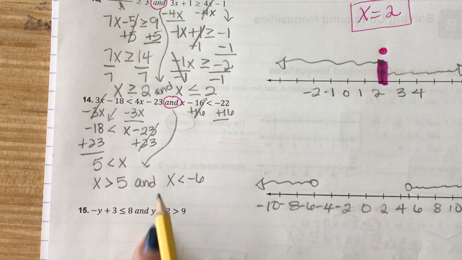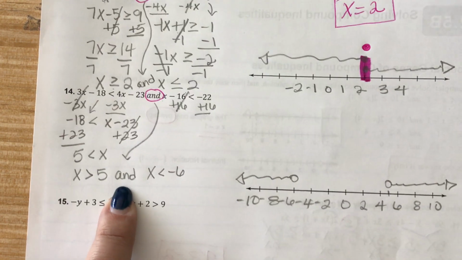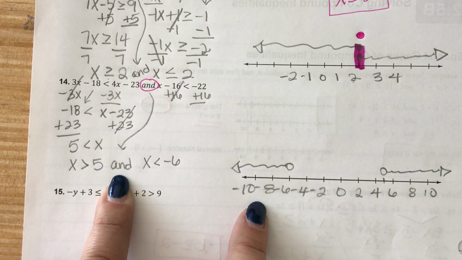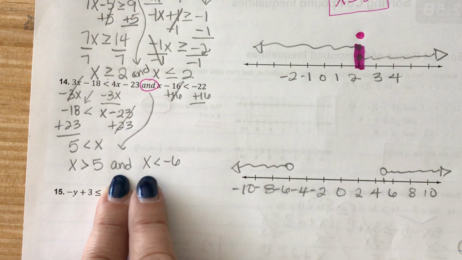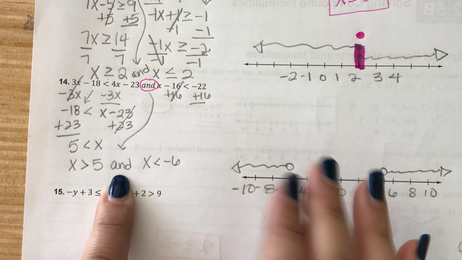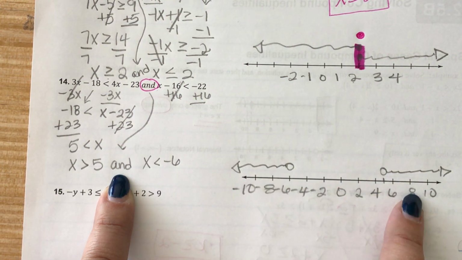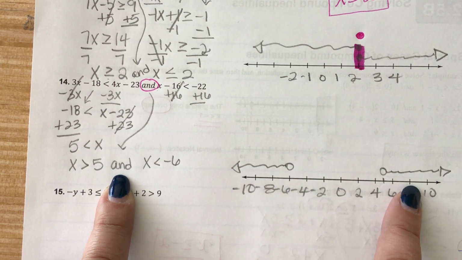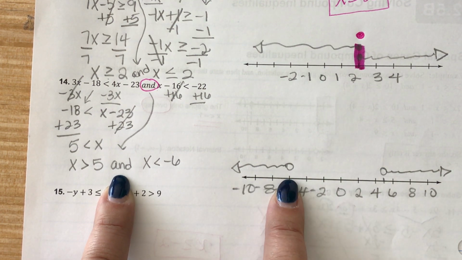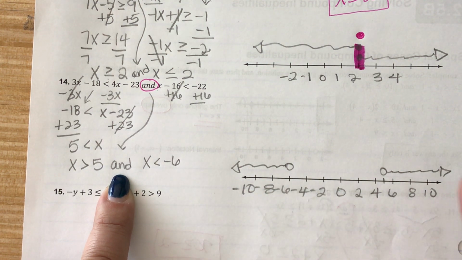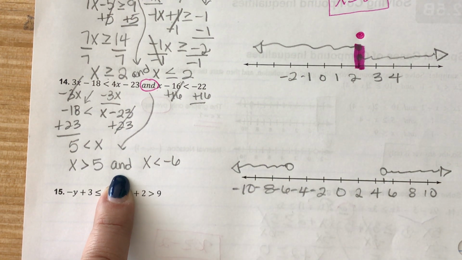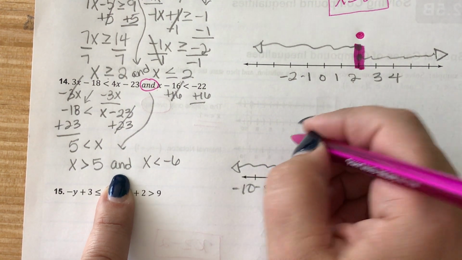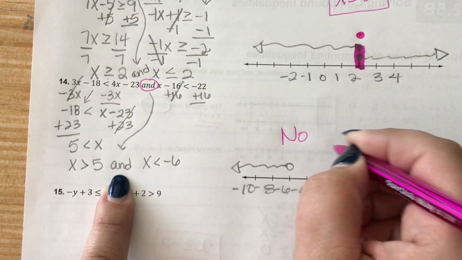But this is an and statement. So I ended up with inequalities that were shading away from each other, and yet it's an and statement, and I'm only allowed to select the final region where they overlap. Well, do these overlap? No. There is nothing ever that's going to be both less than -6 and also greater than 5. There is no number that's ever going to be that incredible. So this has no solution.